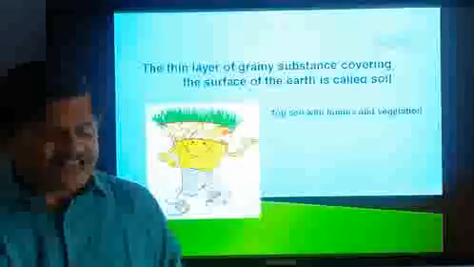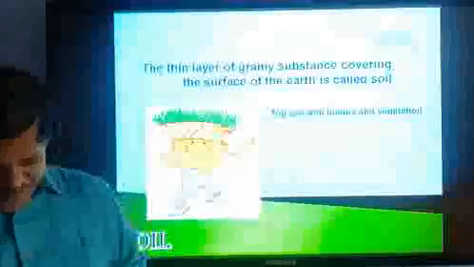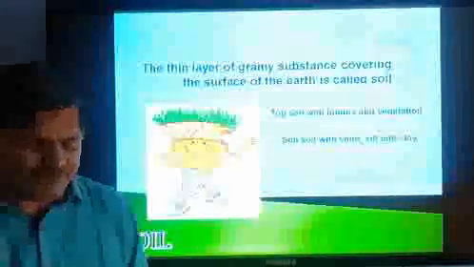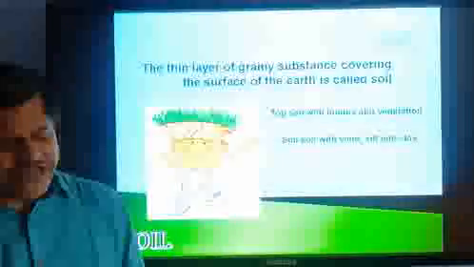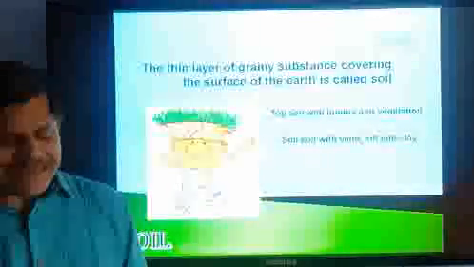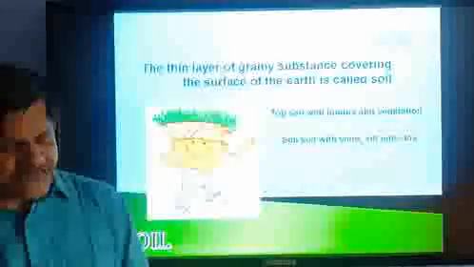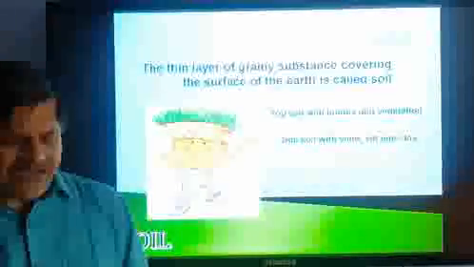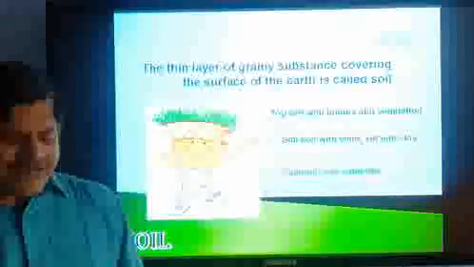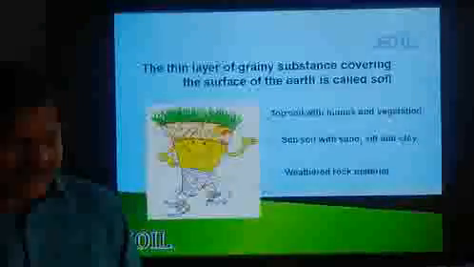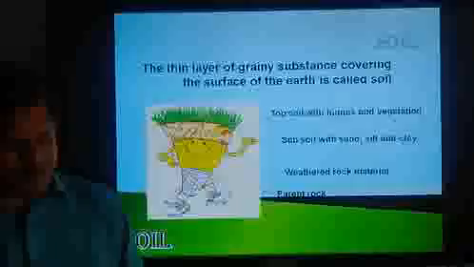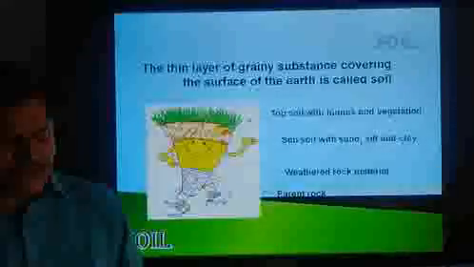And this soil has 4 parts. First one is topsoil with humus and vegetation. The second part is subsoil with sand, silt and clay. Third part is weathered rock material. And the fourth one is parent rock. These are the 4 parts of the soil.